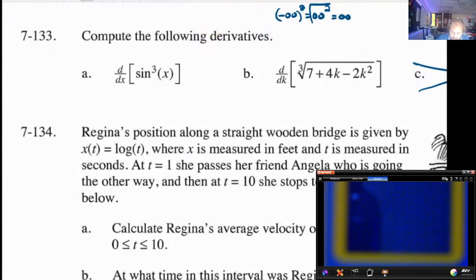The outside function is sine to the 3 power. So we're going to do 3 times the sine squared of x. And then we need to multiply by the derivative of sine of x, which is the cosine of x. And that is all I have to say about that problem.